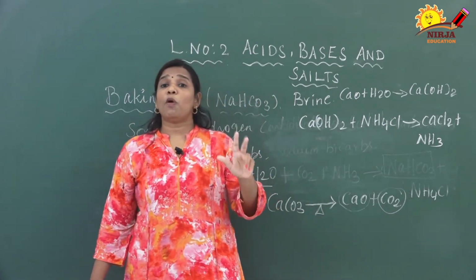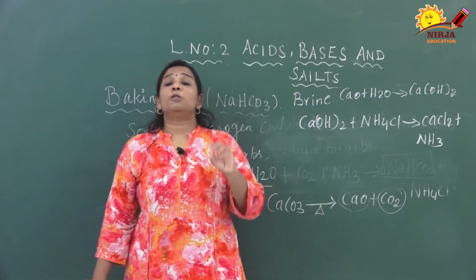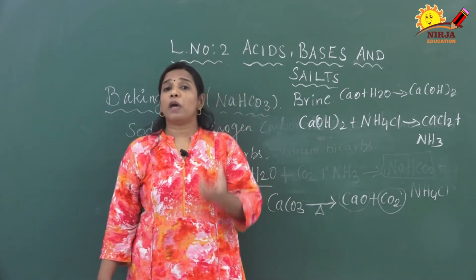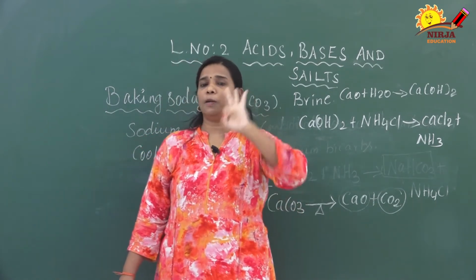So the second point is it is amphoteric in nature. Third property is it is sparingly soluble in water. What is the word meaning of sparingly? It is partially soluble in water. That is the third property.